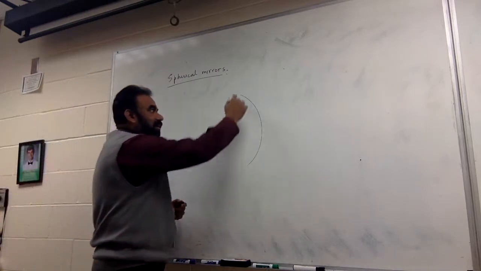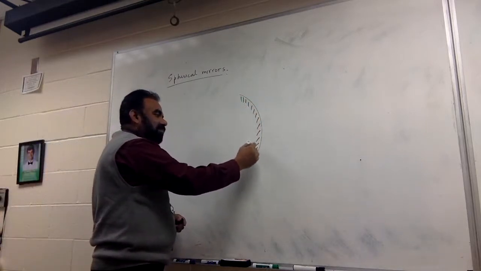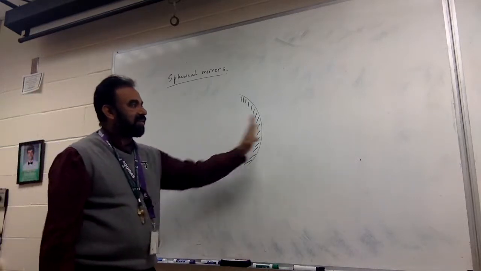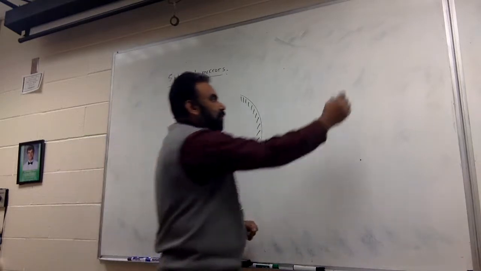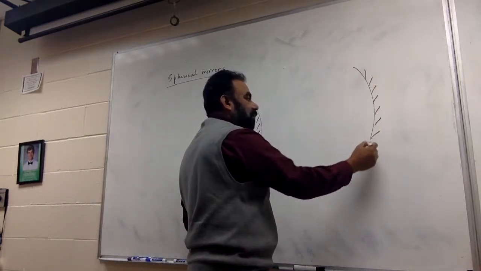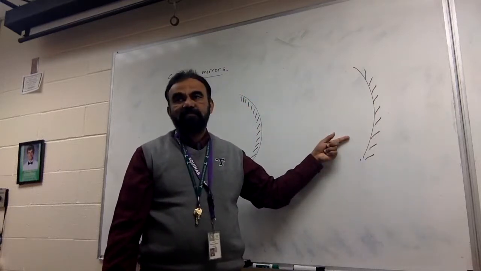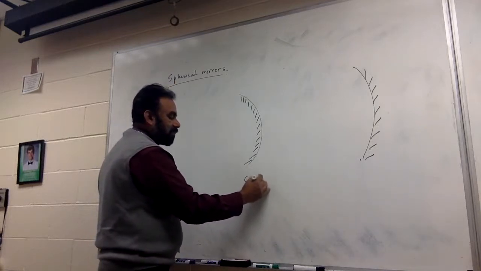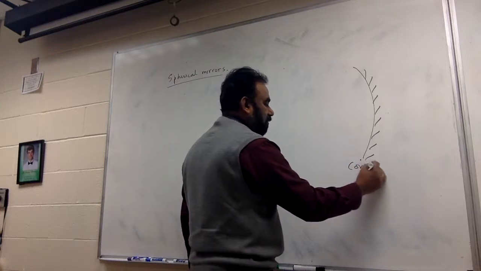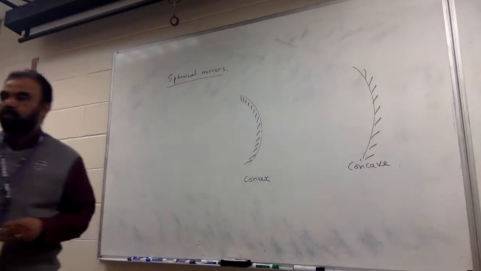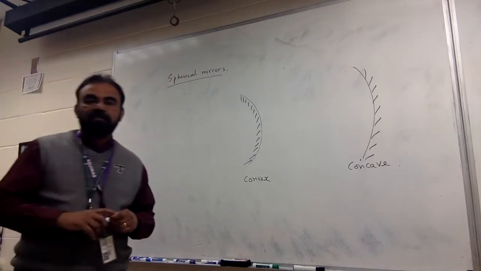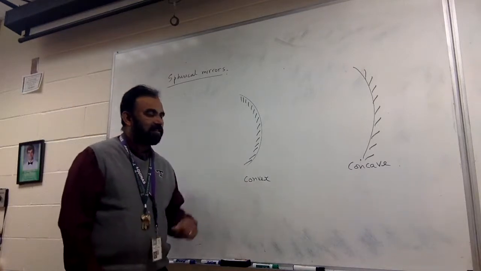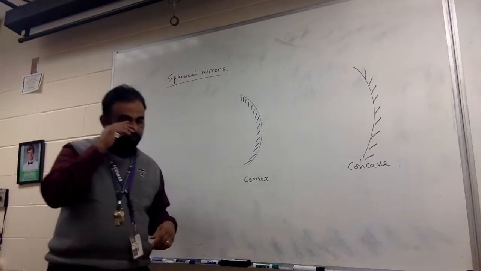If you coat the inside of that glass ball, the outside becomes reflecting. And if you coat the outside, the inside becomes reflecting. And so we get two kinds of mirrors. This is a convex mirror, and this is a concave mirror. Two kinds of mirrors that can be formed from a spherical shell. One is a convex mirror, and the other is a concave mirror.